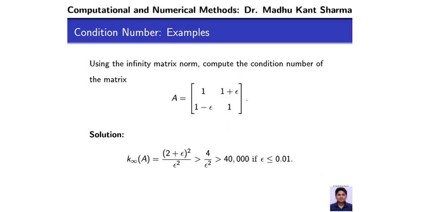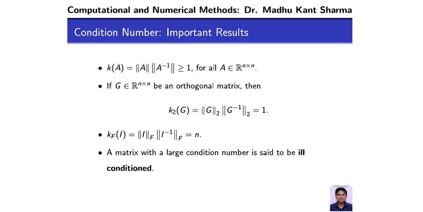So this is what we have discussed just now. In the last class we have also shown that the condition number is at least 1 for any invertible matrix. For any invertible matrix, the condition number is greater than or equal to 1. The second result shows that for what type of matrices the condition number is 1, and with respect to which norm.